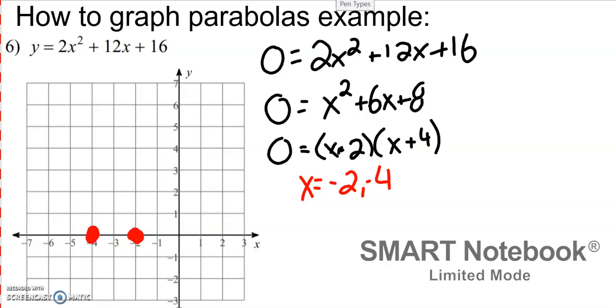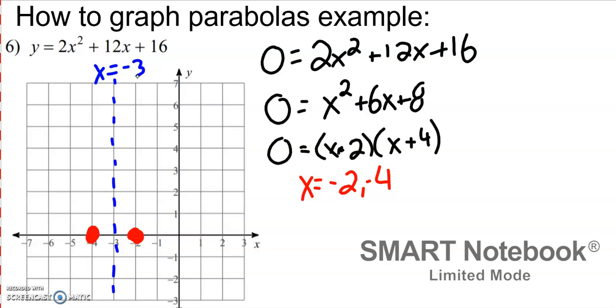By doing this first, we can now see that the x value of the vertex is going to be negative 3, and the axis of symmetry is going to be on x is equal to negative 3. Since our x-intercepts are negative 2 and negative 4, the distance between them is 2, and a parabola is symmetrical. So we just draw a line directly in the middle of it. So now we have x is equal to negative 3. That's going to be our axis of symmetry.